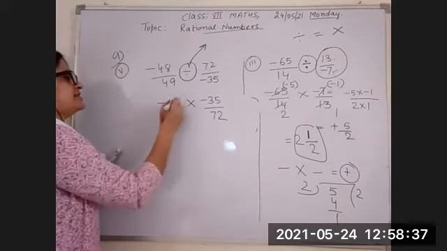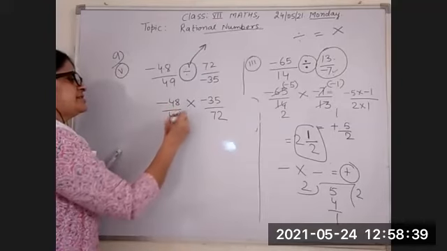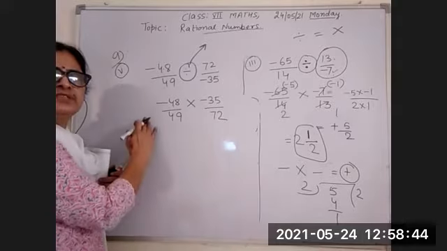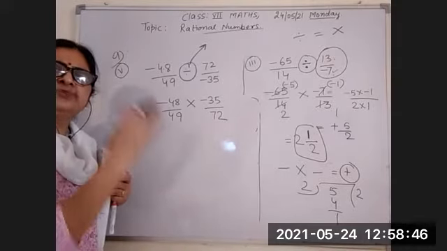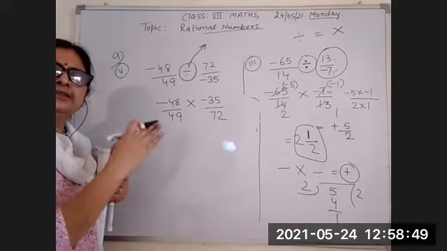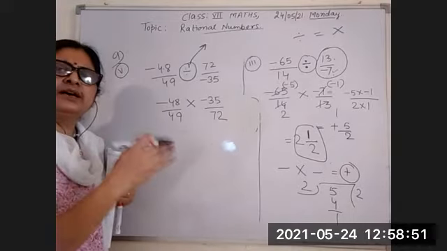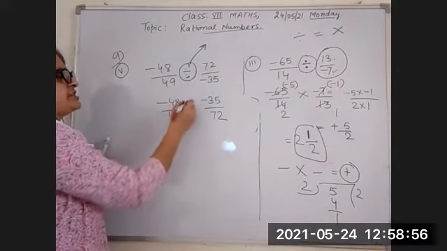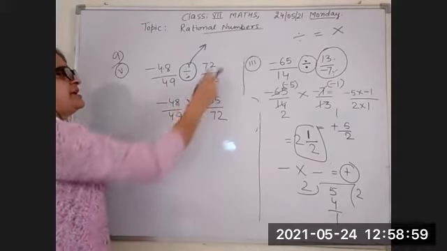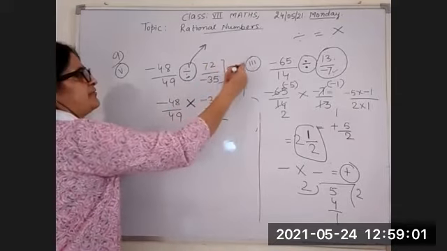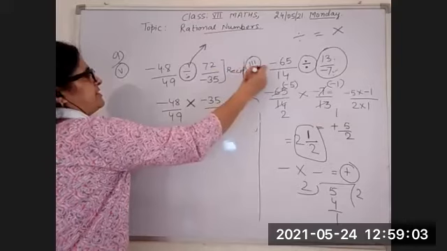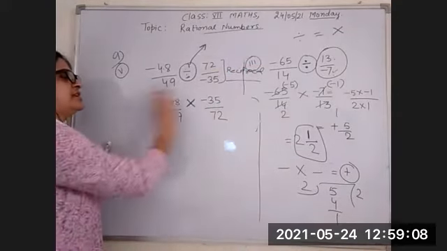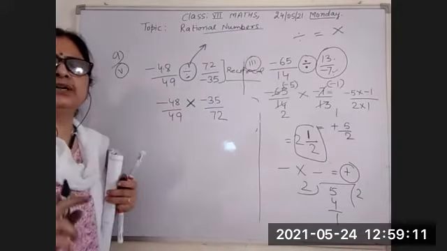And this rational number remains the same. There is no change in this rational number before the division. You cannot change any rational number before the division. You have to convert the rational number into the reciprocal after the division. First convert the division into the multiply and then take the reciprocal of 72 upon minus 35. Now you have to convert this number into the reduced form.